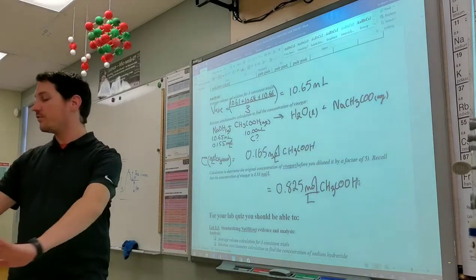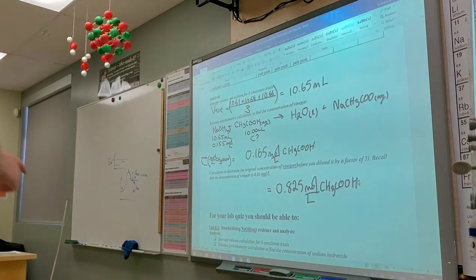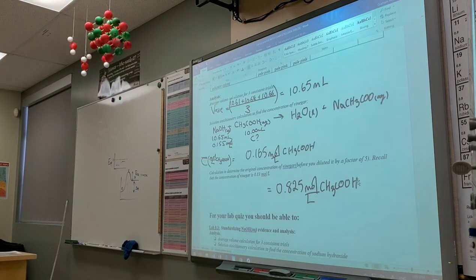But that's enough for this lab. You can see the expectations at the end of this document, right? There's a checklist of all the stuff you need to know how to do. We are going to move on to the very last topic of our chemical analysis unit.